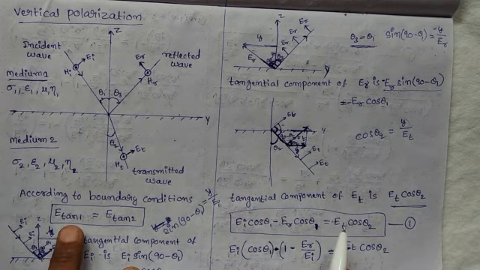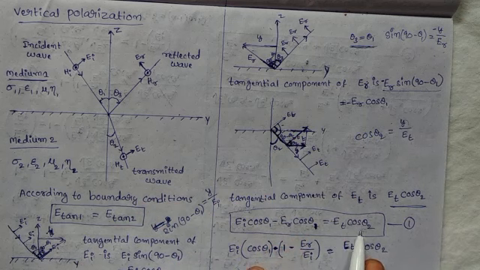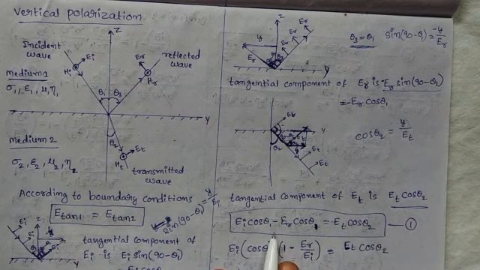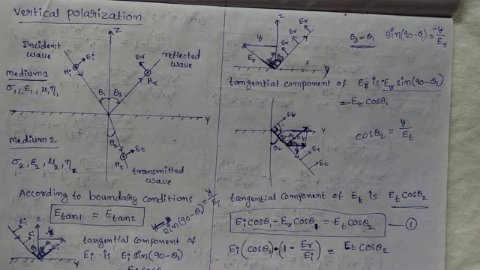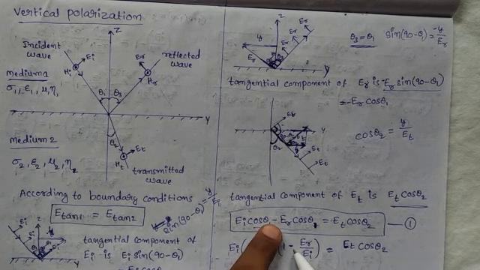According to boundary conditions, E tangential 1 is equal to E tangential 2. The tangential component of electric field intensity in medium 1 gives E_I cos theta 1 minus E_R cos theta 1 is equal to E_T cos theta 2. In the first two terms I am taking E_I cos theta 1 common. The remaining term is 1 minus E_R by E_I. So E_I cos theta 1 times (1 minus E_R by E_I) is equal to E_T cos theta 2.